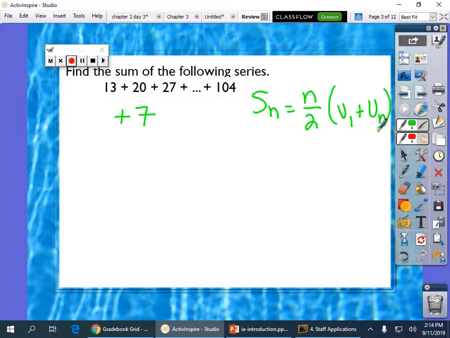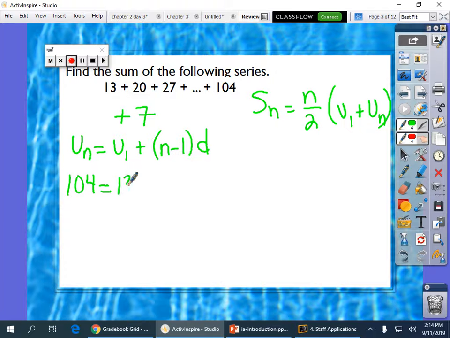Which one? N. Okay? So I'm going to use un equals u sub 1 plus n minus 1 d. Good? All right. So 104 equals 13 plus n minus 1 times 7. Yes? Everyone know where that came from? Who said no? Okay. This is the formula for a single term.